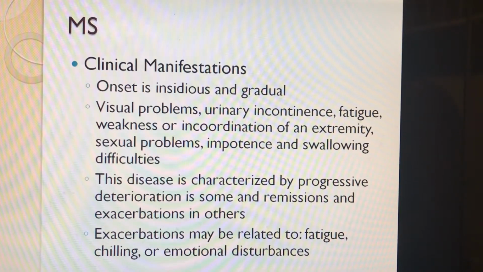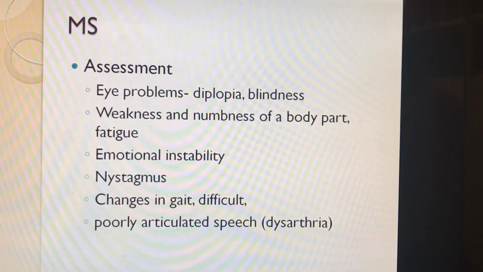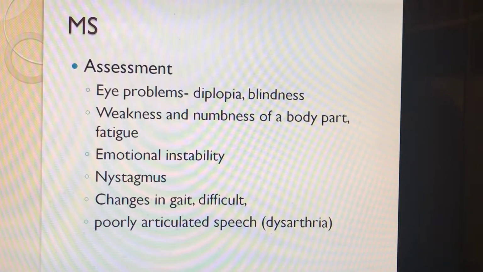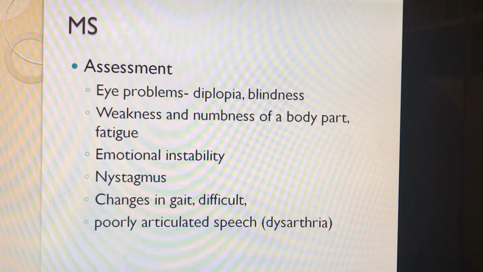Clinical manifestations: the onset is insidious and gradual. They can have visual problems, urinary incontinence, fatigue, weakness, incoordination of an extremity, sexual problems, impotence, and swallowing difficulties. This disease is characterized by progressive deterioration in some and remissions and exacerbations in others, and those may be related to fatigue, chilling, or emotional disturbances. You want to assess for any eye problems, weakness and numbness, emotional instability, fatigue, nystagmus, changes in gait, and poorly articulated speech.